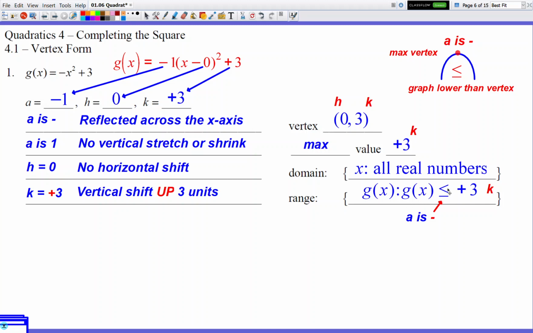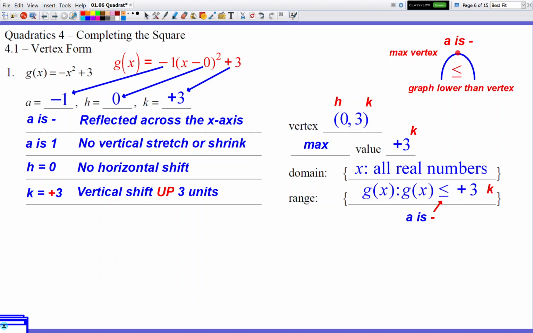This is a less than symbol because my a value was negative. And because my a value is negative, we use less than. If my a value is positive, we would put greater than. And then my 3 is there because that's my maximum value. This whole graph has to be below 3. So my graph is at a height that is lower than or equal to 3. That's how we would translate the statement that we have right here.